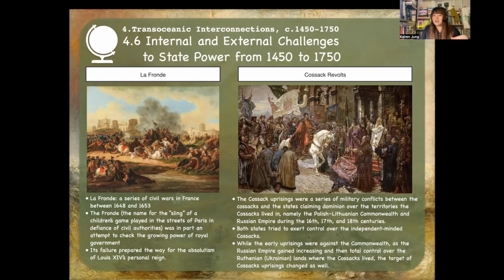But then, namely, the Polish-Lithuanian Commonwealth and the Russian Empire, they were all sort of vying for dominion over those areas where the Cossacks traditionally lived during the 16th, 17th, and 18th centuries. Both states tried to exert control over the independent Cossacks, and while the early uprisings were against the Commonwealth, the Russian Empire gained increasing and then total control over the Ruthenian, also called the Ukrainian lands, where the Cossacks lived, and the Cossacks would keep uprising, but they would be revolting against different overlords every time, or people that were professing to be the overlords of the very free Cossacks. So the Cossacks didn't take kindly to that.